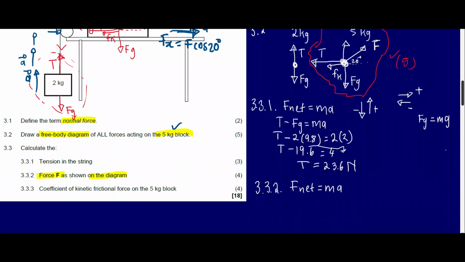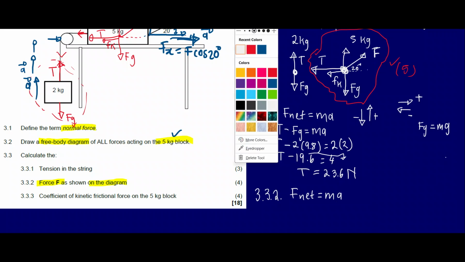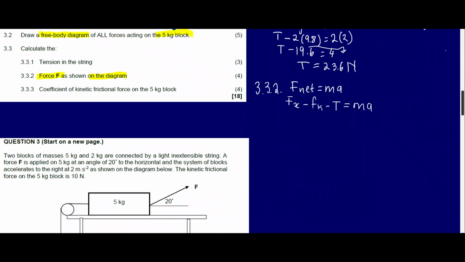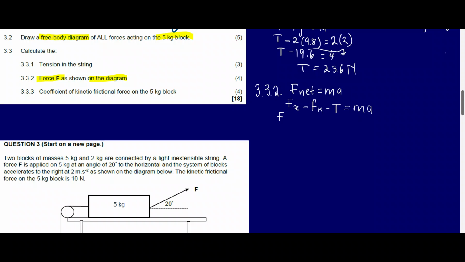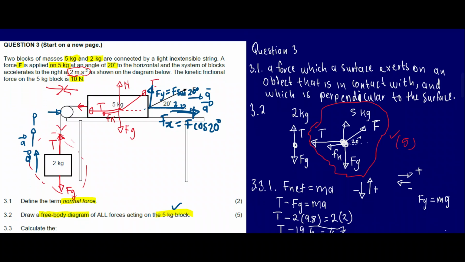So what is the F net here? If we take a look at it, the F net is going to be the X component, which is Fx, and it's going to subtract the kinetic friction force and also the tension, which now equals MA here. So what is the Fx? Remember, Fx, we said it's F cos 20 degrees.